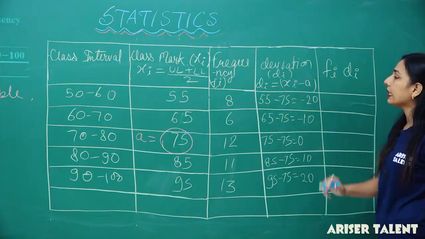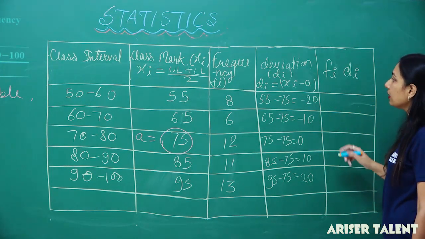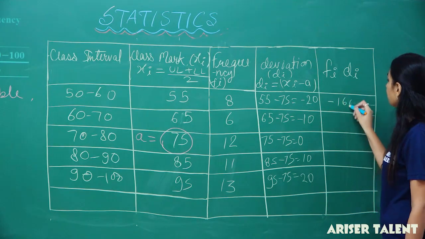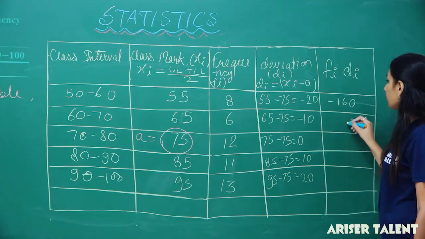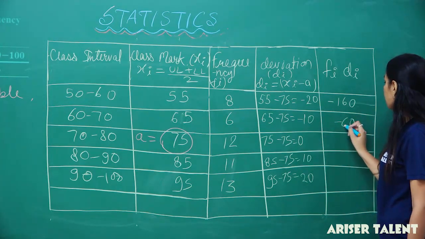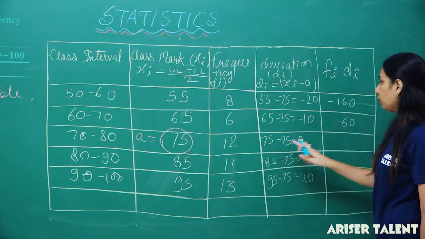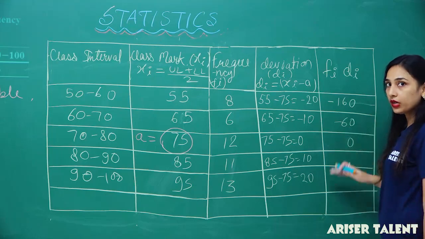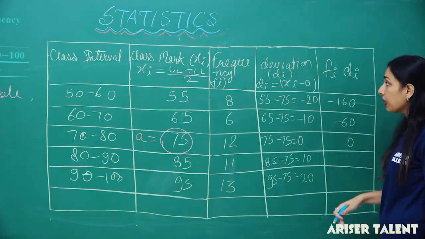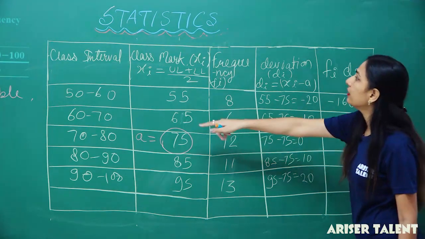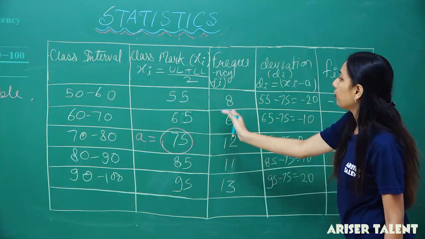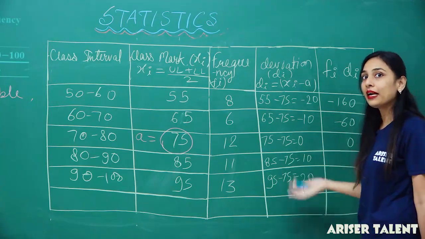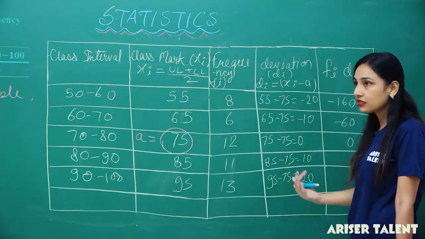So I have to compute fi di. Now, 8 twos are 16, so that is minus 160. 6 ones are 6. 12 into 0 is 0. This is now becoming very easy to calculate and sum up, because doing this type of multiplication directly is a very tedious process. So we make it advanced, to make it less time consuming.